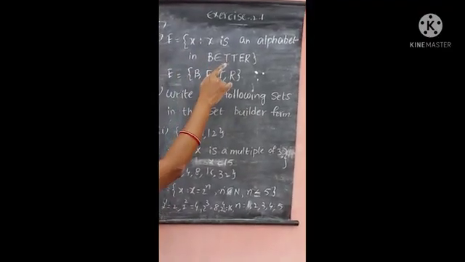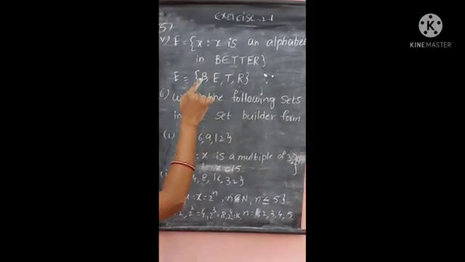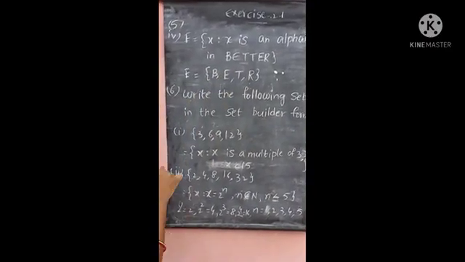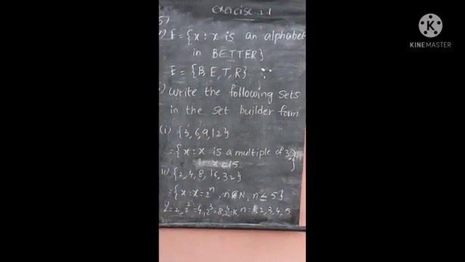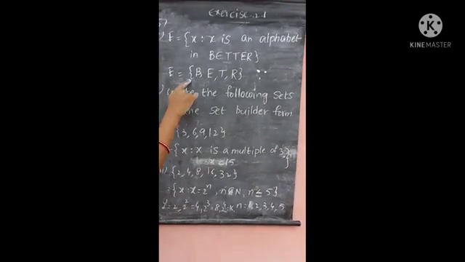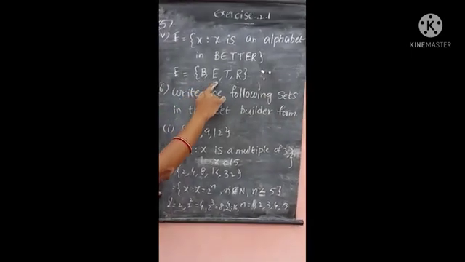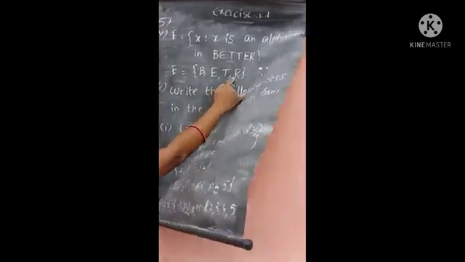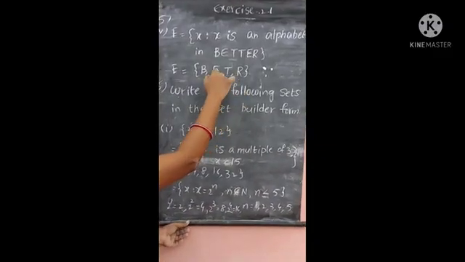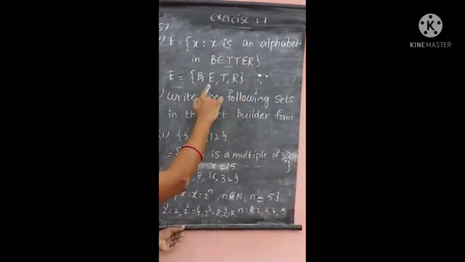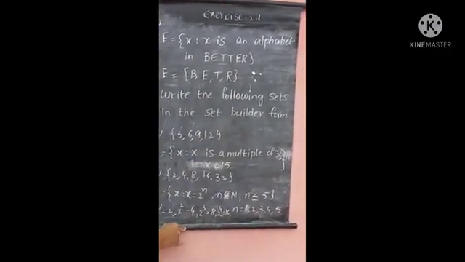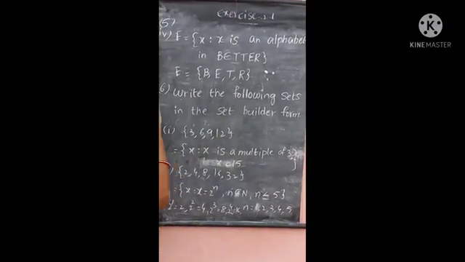So what is the given statement? The alphabets which are used in the word better, only those letters belong to that set E. So what are the elements here? B, E, T, R. Likewise, even if letters are repeated, we have to write them only once. So this is about the set E.